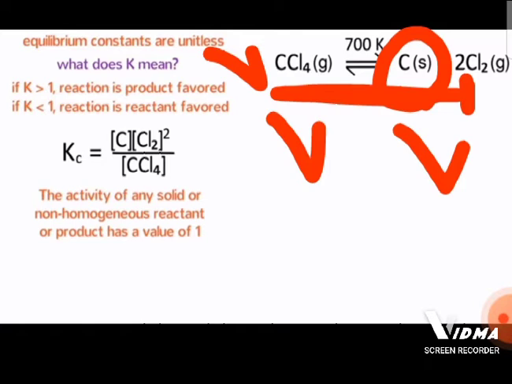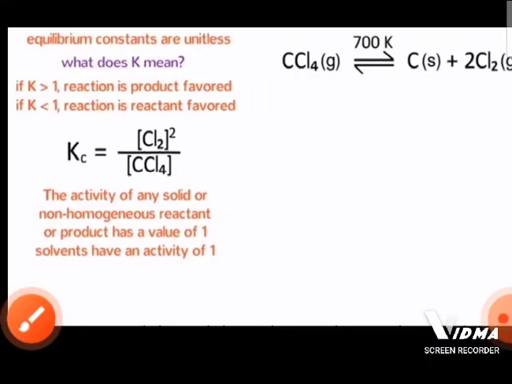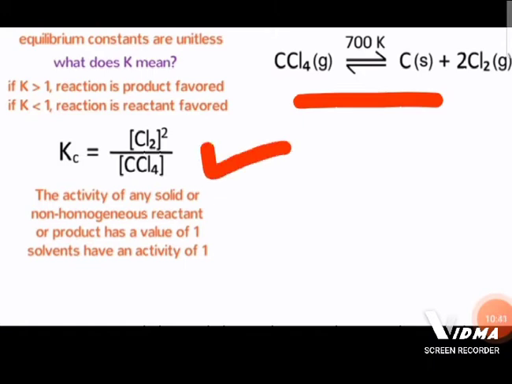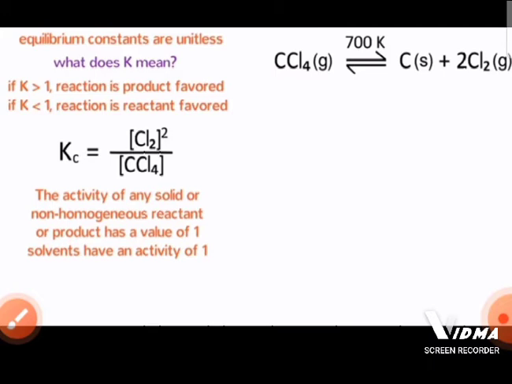So if any solid or any non-homogeneous reactant or product is there, then the value we have to consider is 1. In that case, here the non-homogeneous product is carbon. That's why in place of the concentration of carbon, we can consider 1. Then we will get one new formula for this particular reaction, that is Kc is equal to concentration of chlorine raised to power 2 divided by concentration of carbon tetrachloride. Here in place of concentration of carbon, we have taken 1 because it is non-homogeneous. I hope you understood this, because in exams they are going to give such type of questions. Then I'll ask you to identify the correct equilibrium expression. So be careful about that.